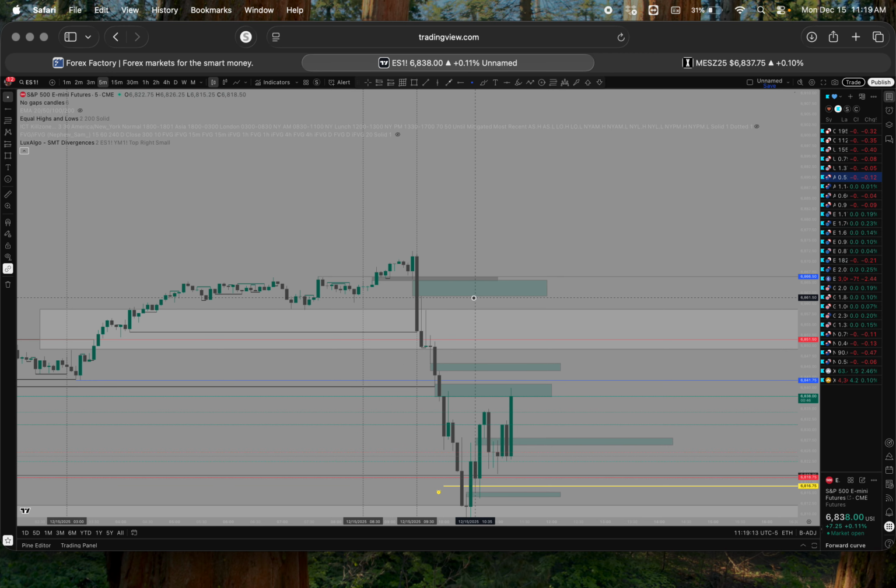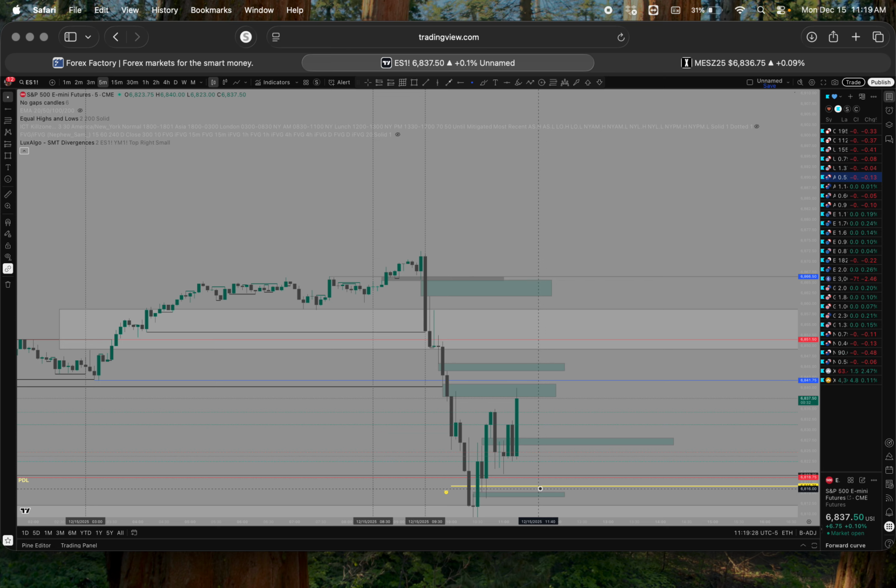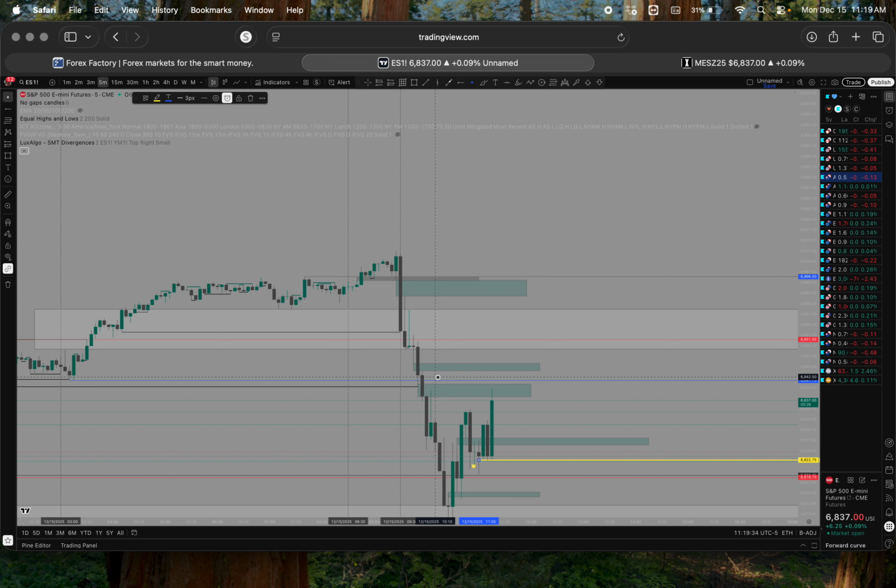I marked this for a value gap, but it was never acknowledged. I marked this for a value gap, was not acknowledged. I marked this, mind you, I'm on the 5-minute this entire time. I don't like to drop to the 1 minute that quickly with this because I want to get a good understanding. And fair value gap drawn here at this candle is 10 o'clock.